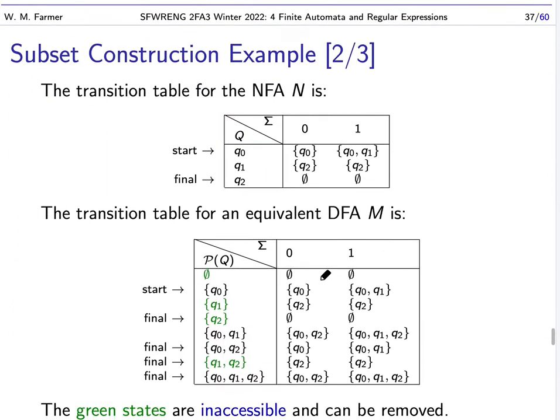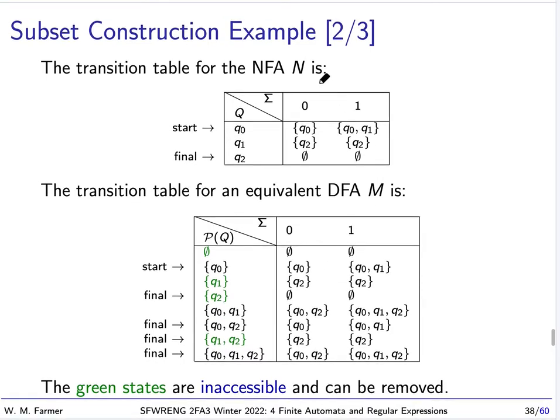So here is the transition table for this NFA. Notice if we're in Q0 and we're reading a 0, we stay in Q0. If we're reading a 1, we can go to Q0 or Q1. If we're in Q1, we go to Q2 reading a 0. And if we're in Q1 and we're reading a 1, we also go to Q2. If we're in Q2, we can't go anywhere, so we basically go to the empty sets.